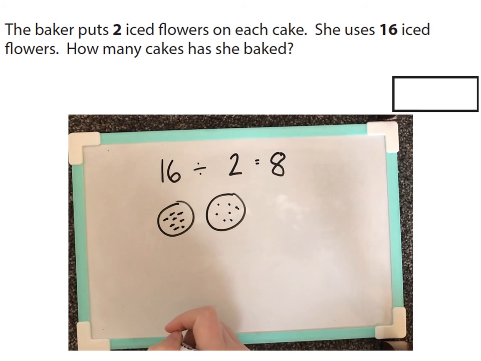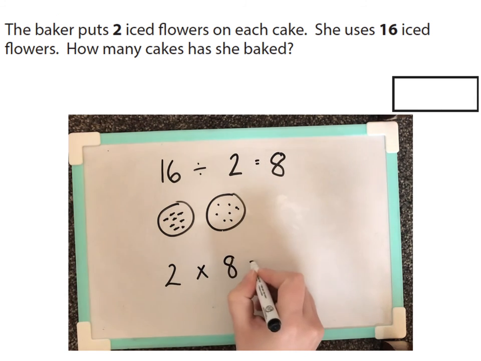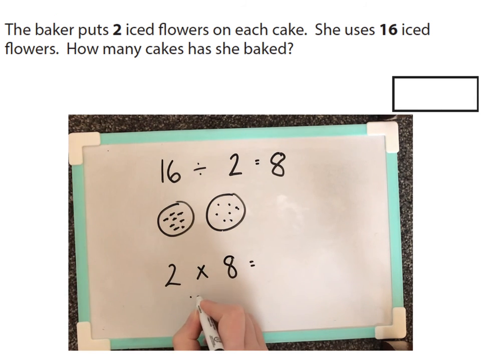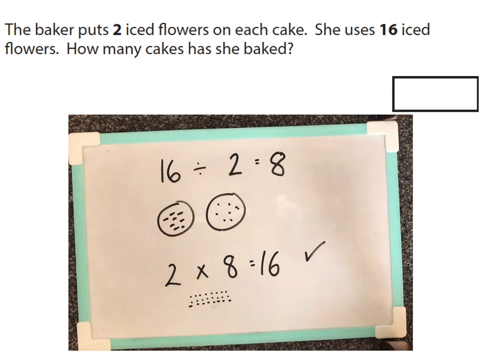Let's check that by doing the inverse. I've got 2 groups and there are 8 in each group. I'm going to do an array to see. So I've got 1 group of 8 and 2 groups of 8. Then I will count in 2s to get 16. So my answer is correct.